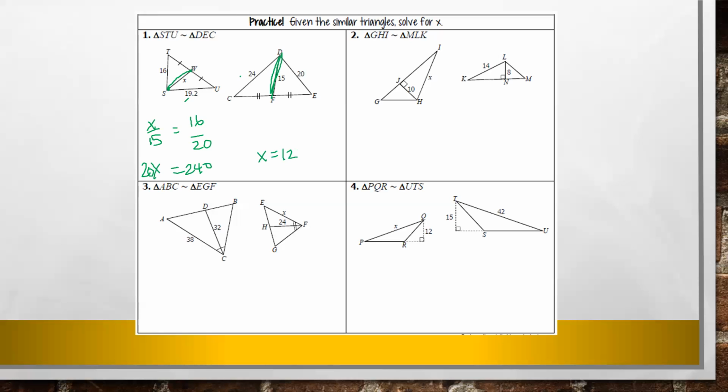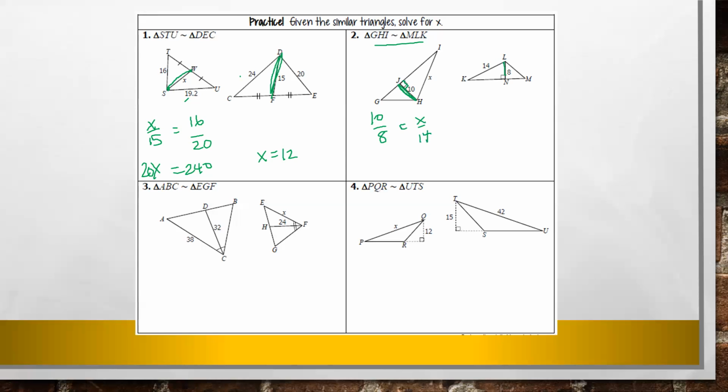Let's look at another one. In number 2, the two triangles are similar already. It tells me that. So that means in this case, the altitudes are going to be proportional. Remember, a line that goes from a vertex to the opposite side and is perpendicular is called an altitude. So this 10 will be proportional to that 8. And so this x will be proportional to 14.